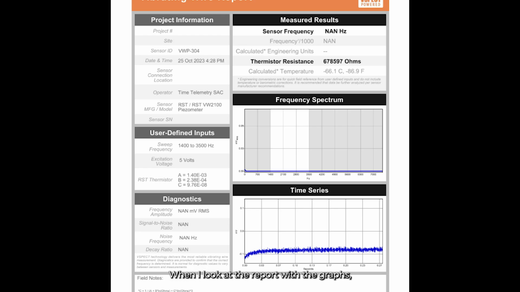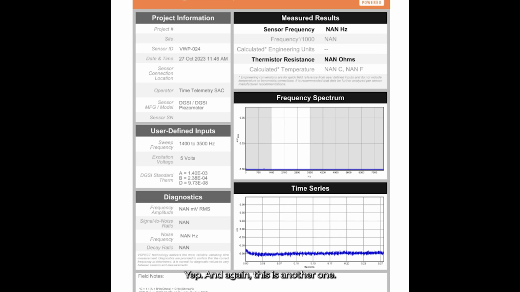When I look at the report with the graphs, what this really feels like is likely an open circuit or a damaged sensor. This could be a lightning damaged sensor maybe. It could be a cut cable. It could be improper wiring. Something's not right here. This is not a measurement. Yeah, clearly it looks different. And again, this is another one.